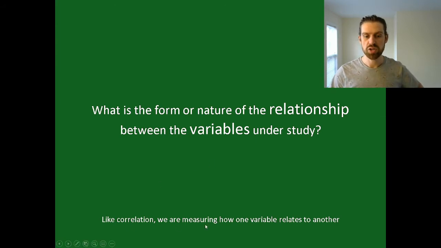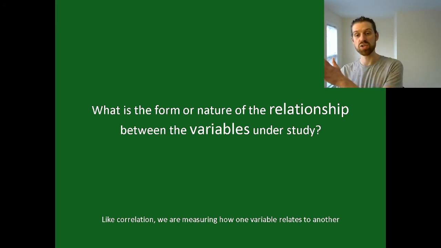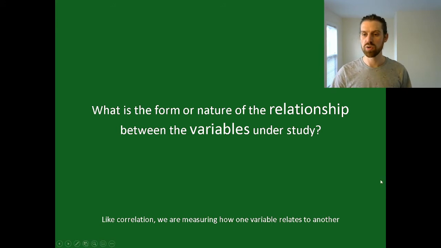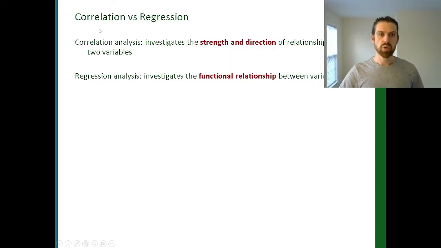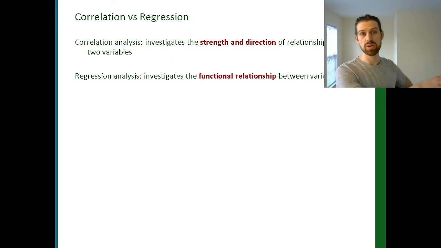So like correlation, we're measuring how one variable relates to another. So our question here is, how does the number of years that you've had in education actually affect your income level over your lifetime or starting job salary? So we have the difference between the work that we covered last week, which was just looking at correlations, and the work that we're going to cover this week, which is regression.